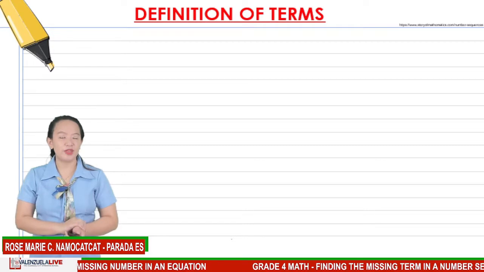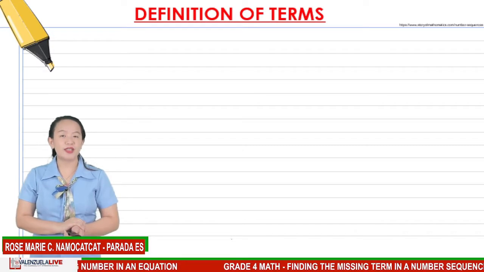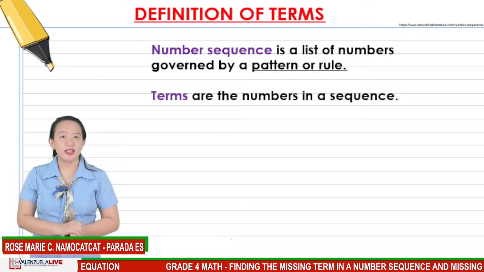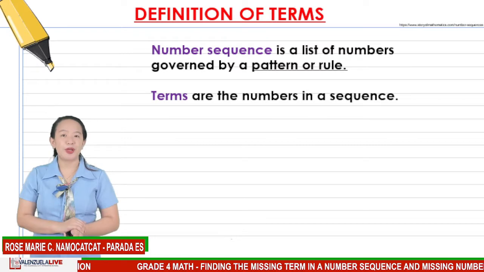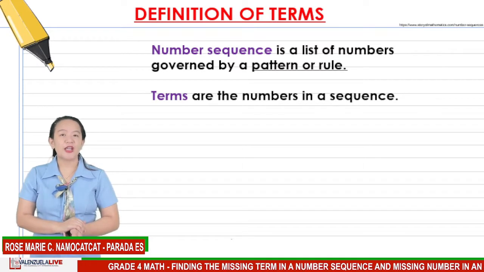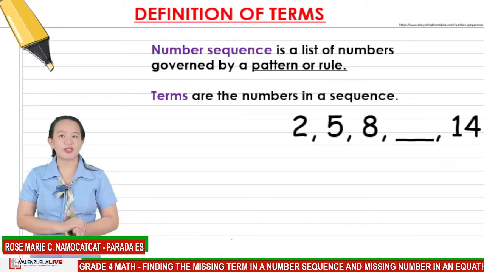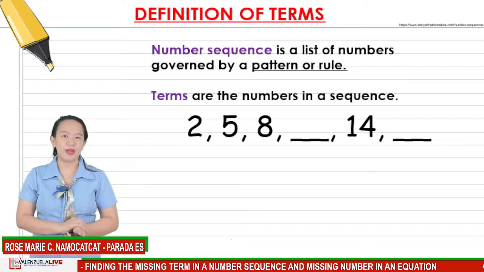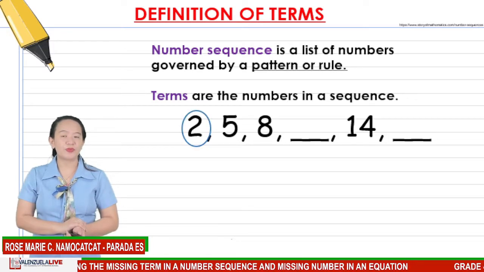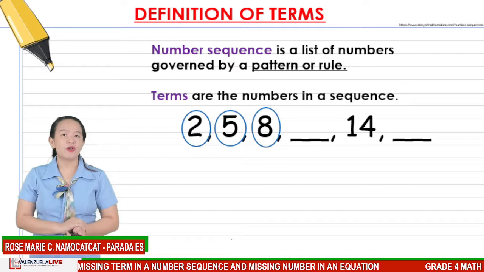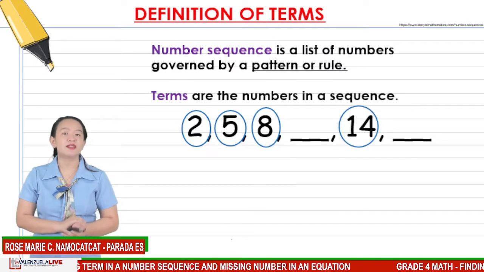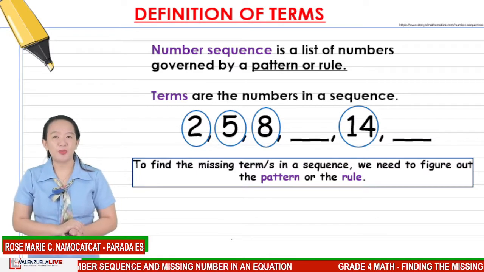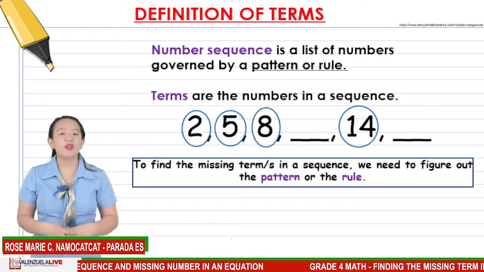Now, let's have some definition of terms that we can use while we are discussing our lesson for today. So, we have here a number sequence, which is a list of numbers governed by a pattern or rule. And also the terms. Terms are the numbers in a sequence, such as this one: 2, 5, 8, blank, 14, and blank. So, the terms here are 2, 5, 8, and 14, because a term is a number in the sequence.